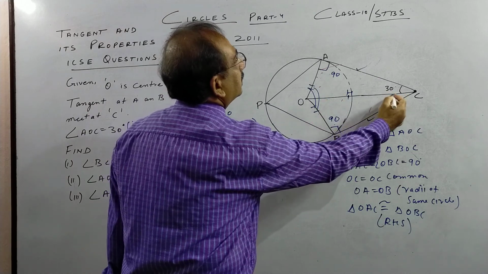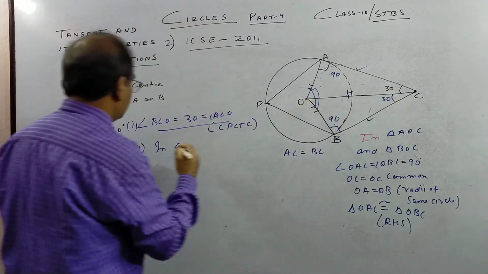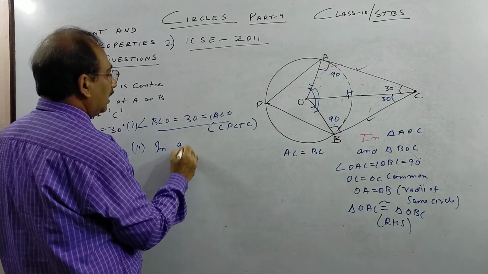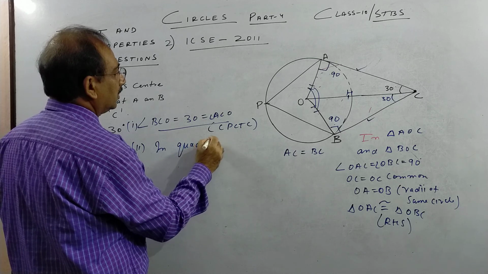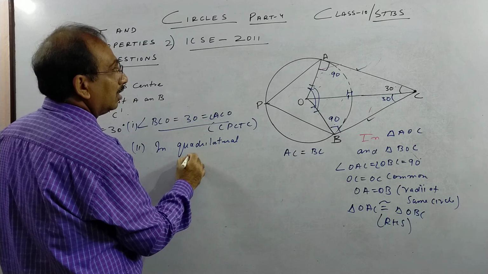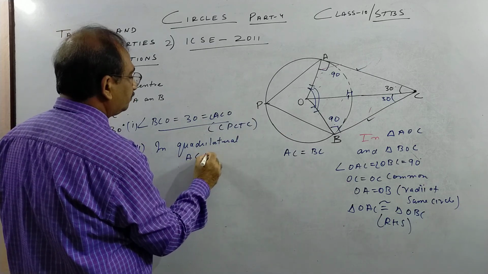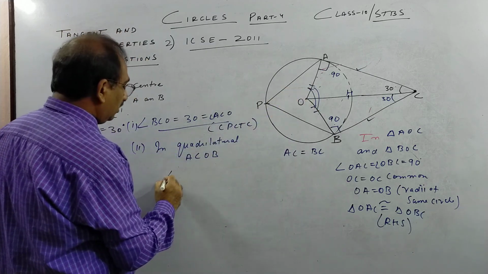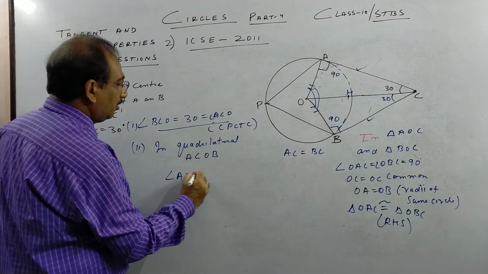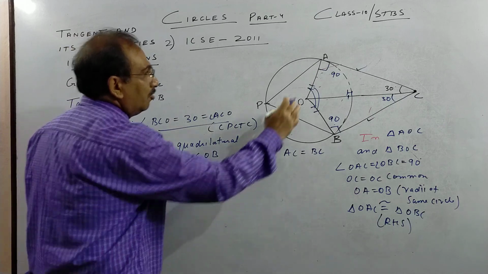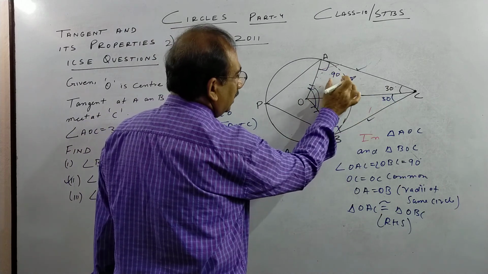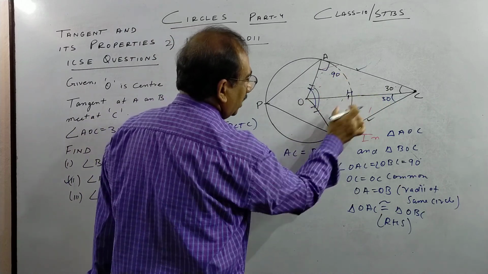So what will be this? This is 30 and we have proved this is 30. So in quadrilateral ACOB, what we have to find, children, is angle AOB. AOB, if you see, the full thing is 360 degree, so total is 360, this will be minus 90, plus this.